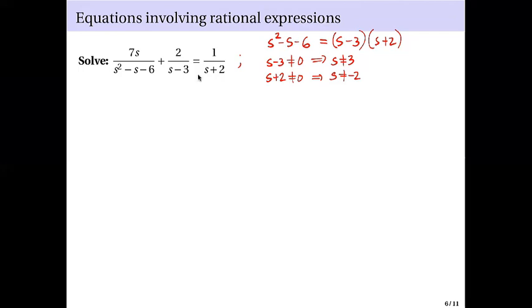And moreover, you have the factors s squared minus s minus 6 to be (s minus 3)(s plus 2). The other denominator here is s minus 3, and in here the denominator is s plus 2, which means the LCD is simply the product. Okay? It's just the product. So also, the LCD is simply the product (s minus 3)(s plus 2).